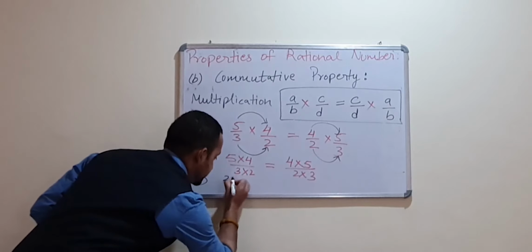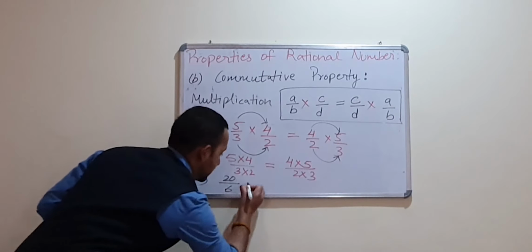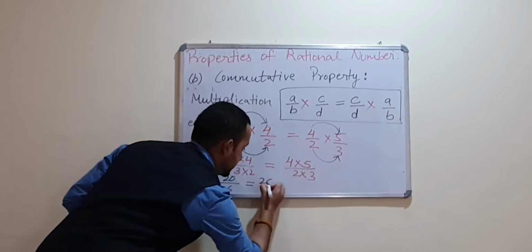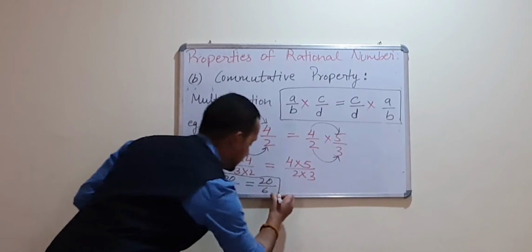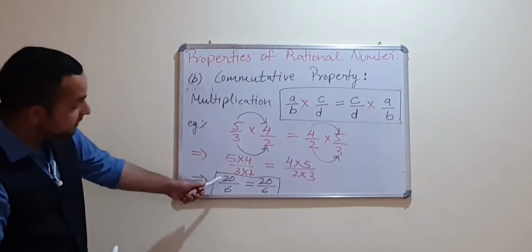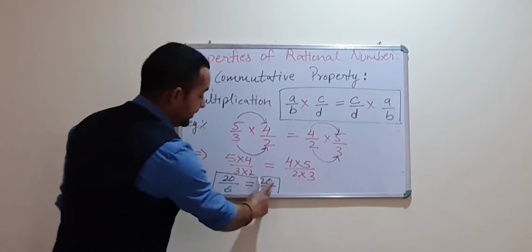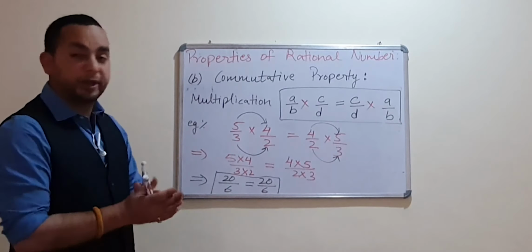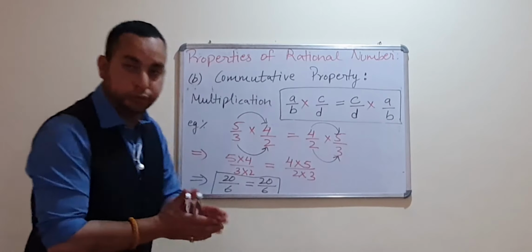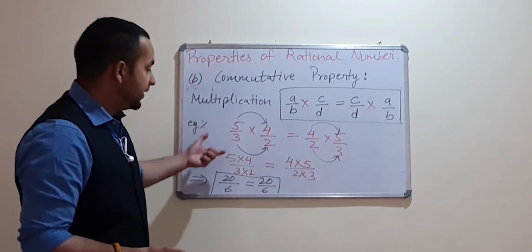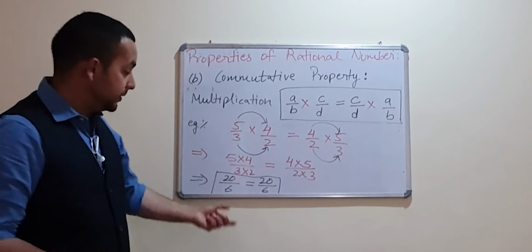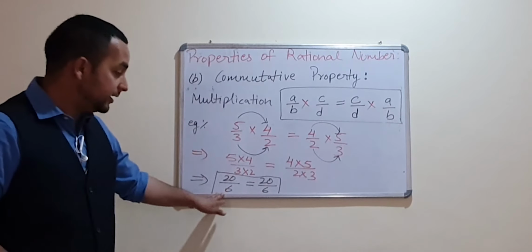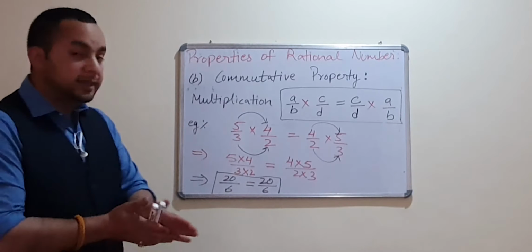5 fours are 20. 3 twos are 6. 4 fives are 20. 2 threes are 6. Again, see, on your left hand side it's 20 upon 6. On your right hand side it's 20 upon 6. When we take an example and verify these two, our product is the same. On the left hand side it's 20 upon 6, right hand side 20 upon 6.